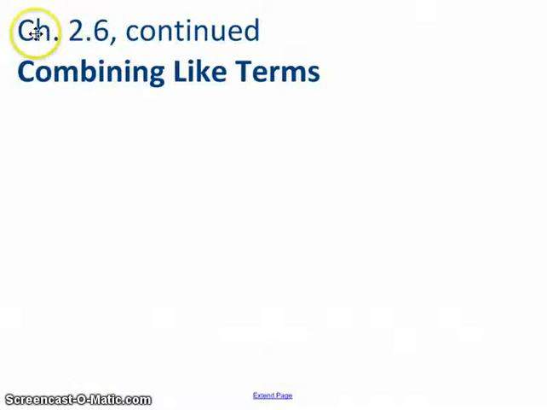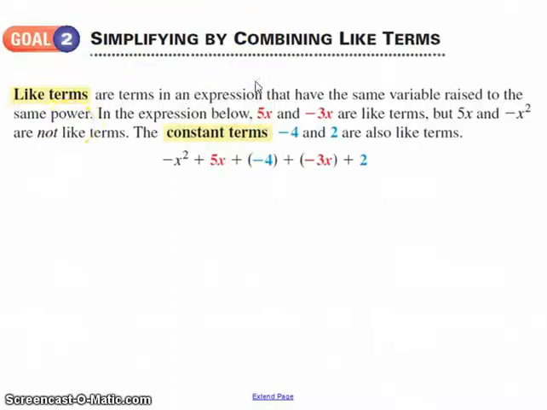Hello Algebra 1. In this video lesson we're going to finish with chapter 2.6 by talking about the other major topic of this section called combining like terms. Before I get into the specifics about how to do the combining, let's make sure that we understand what like terms are. The chapter does a nice job of explaining and defining them right here, where it says that in order for two terms to be like terms, they have to have the same variable, and that variable has to be raised to the same power.